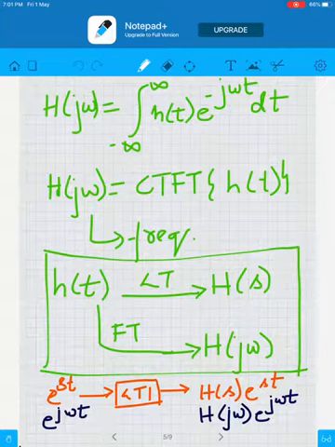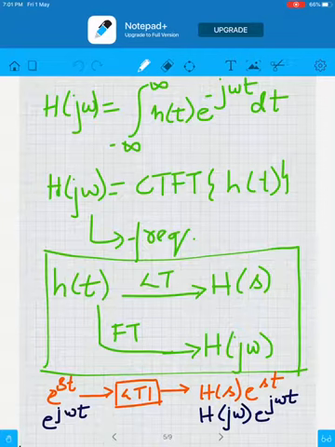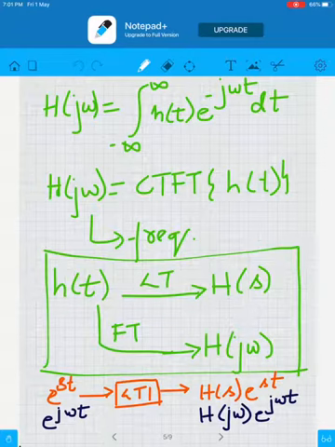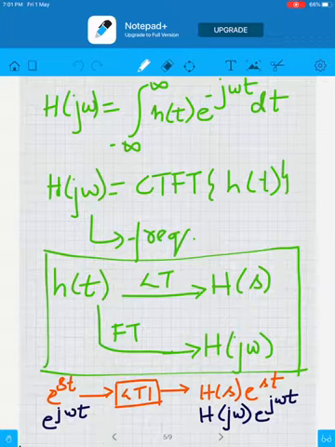In the previous video, we saw that when a complex exponential e power st is applied as an input to an LTI system, the output is also e power st with its coefficient being H of s. Similarly, when e power j omega t is applied as an input, we get the output as H of j omega into e power j omega t. So we get back the input in the output with only a change in its coefficient. That's the one thing we had learned.